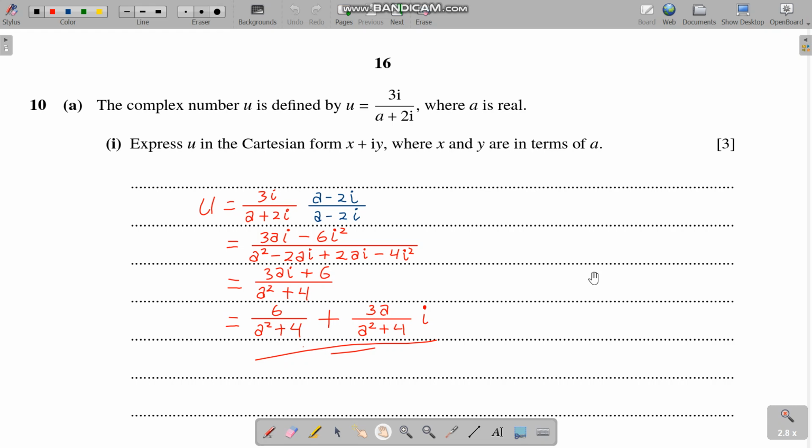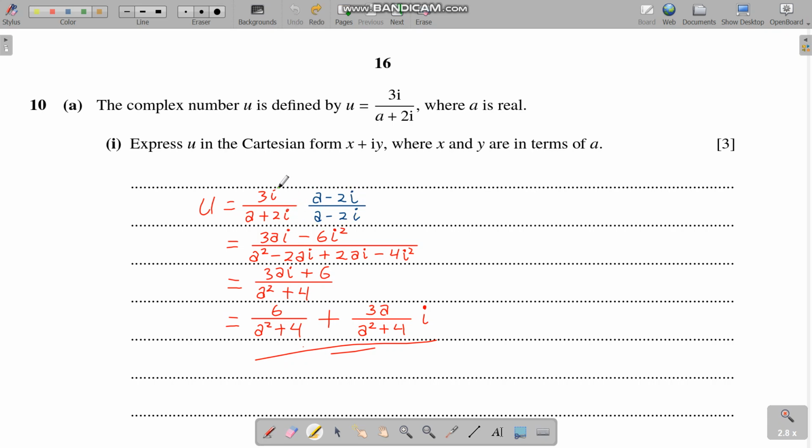Complex numbers. So the complex number u is 3i over a plus 2i, expressed in terms of a. So we want to realize the denominator. Just like rationalizing a denominator, we want the denominator free of imaginary i. We do that by multiplying both parts of the fraction by the complex conjugate of the denominator. So we multiply by exactly like this, but instead of plus we use minus.